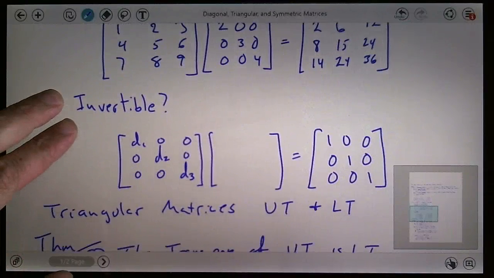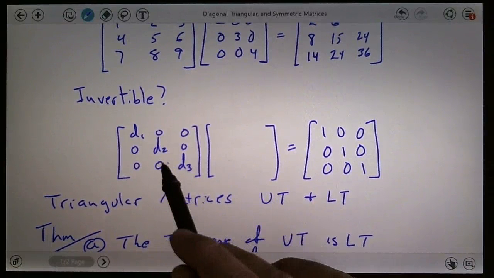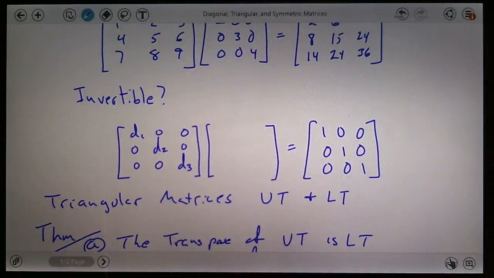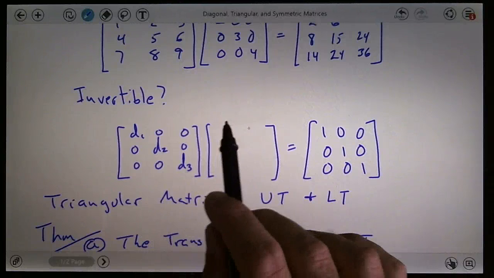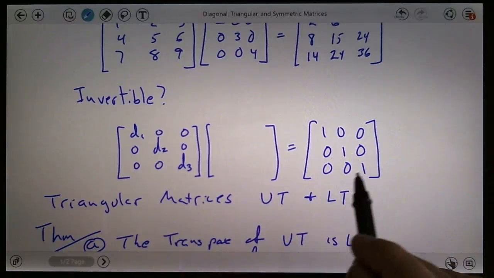Now there's a question of when a diagonal matrix is invertible. Well, remember what it means to be invertible. To be invertible, you need to be able to find a matrix that, when you multiply it by the given one, gives you the identity matrix. So this is a 3 by 3. Of course, we should be doing this for any n by n, but the idea is this. I need to come up with a matrix here that's going to multiply but end up being 1, 0, 0, 0, 1, 0, and so on.